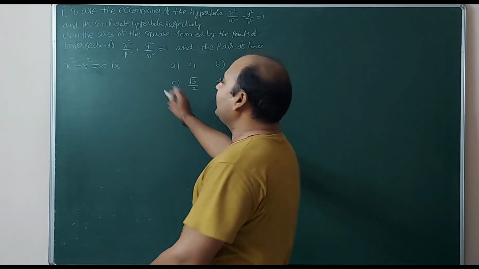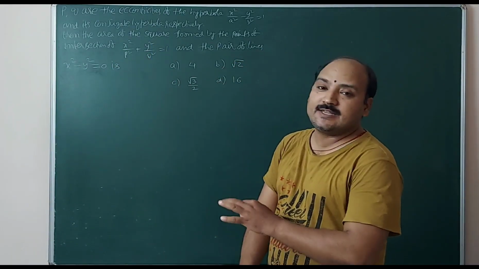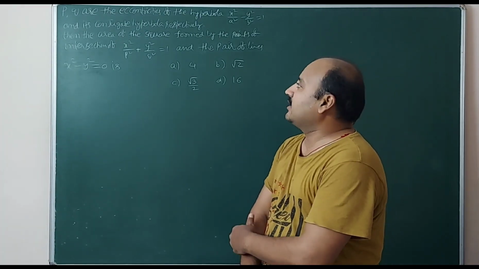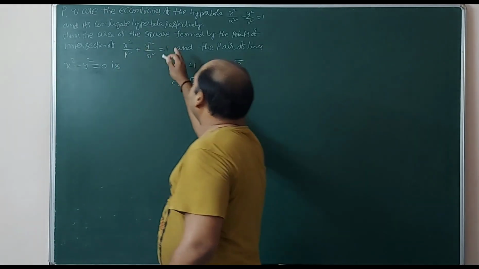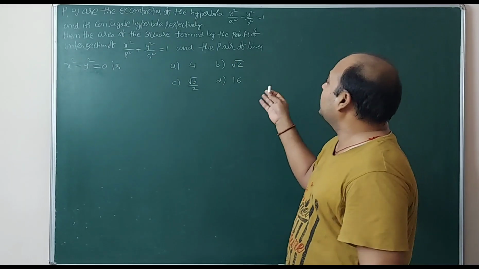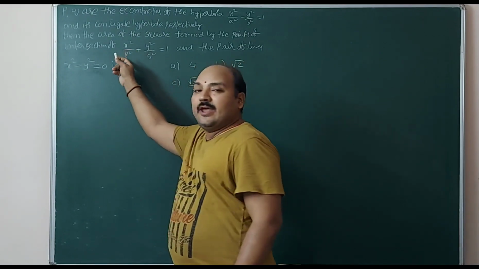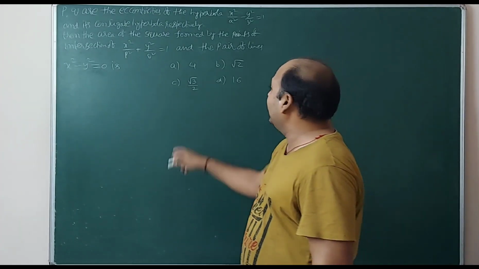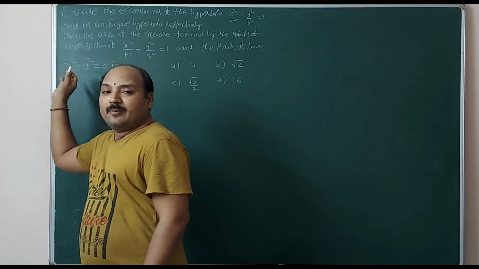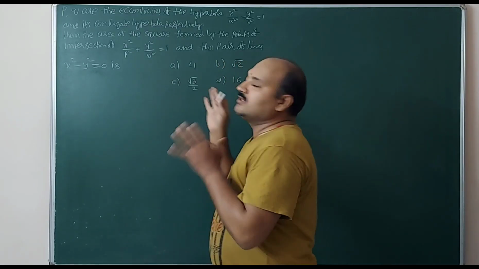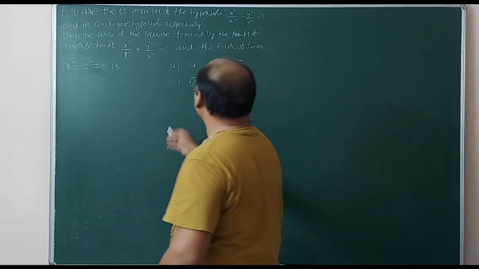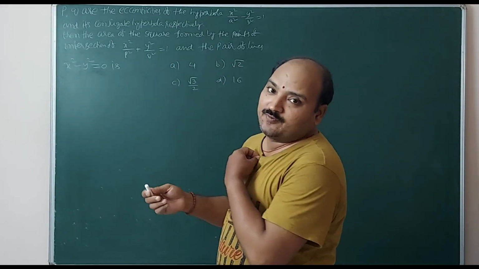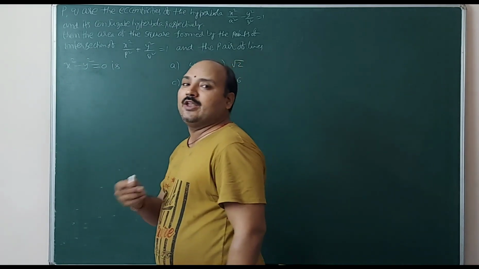The next question. P and Q are eccentricities of a hyperbola and its conjugate hyperbola respectively. Then the area of the square formed by the points of intersection of x square by p square plus y square by q square equal to 1 and the pair of lines x square minus y square equal to 0 is the area of the square they are asking. Points of intersection of this ellipse as well as this pair of lines form a square, and they are asking to find the area of the square.